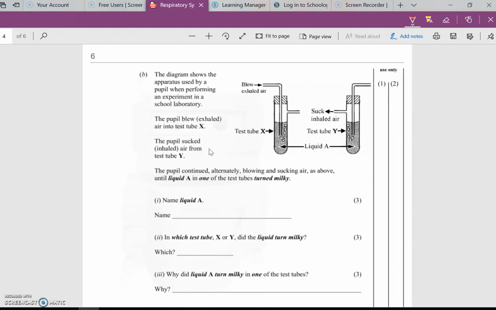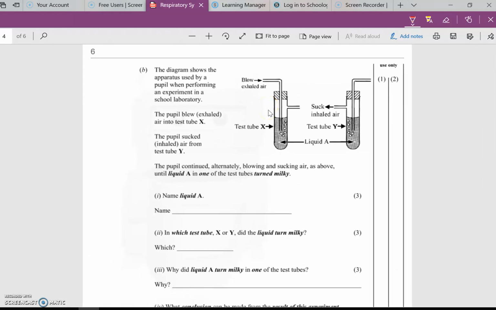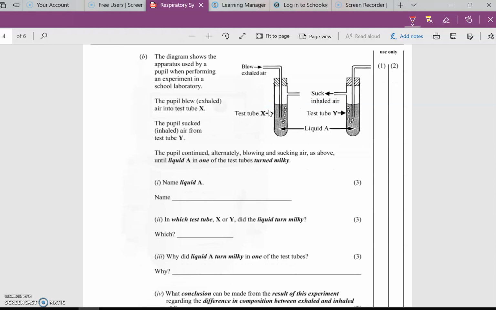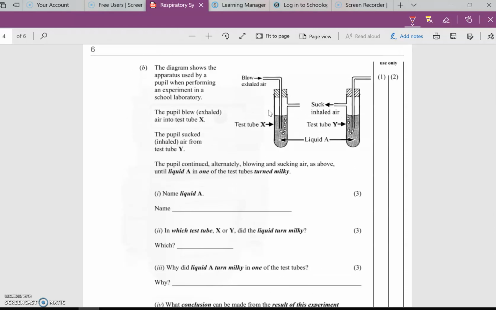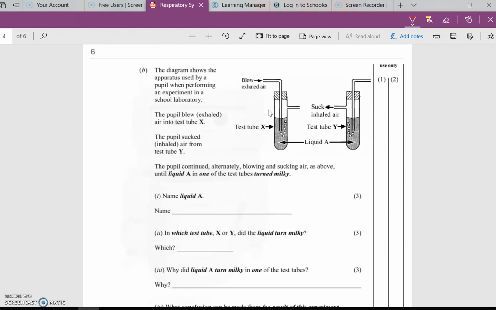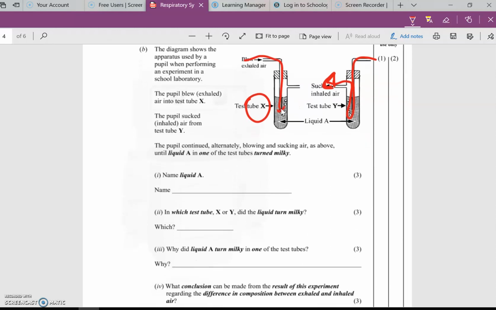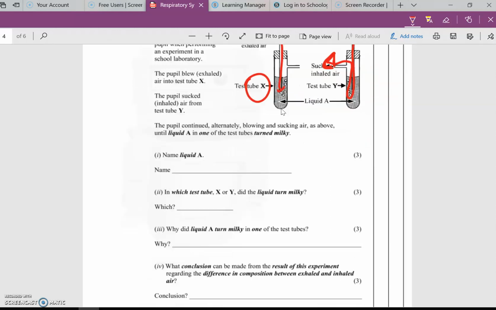Question 6, and again, it links to question 2 we had. Liquid A, if you're testing for the presence of carbon dioxide, it's always going to be lime water. Which test tube did the milk turn milky? Okay, so this is the exhaled air, and this is the inhaled air. Exhaled air is going straight in, and this is sucking in the inhaled air. We talked about previously that inhaled air contains less carbon dioxide than exhaled air. So test tube X is going to go milky quicker because there's a lot more carbon dioxide in exhaled air.